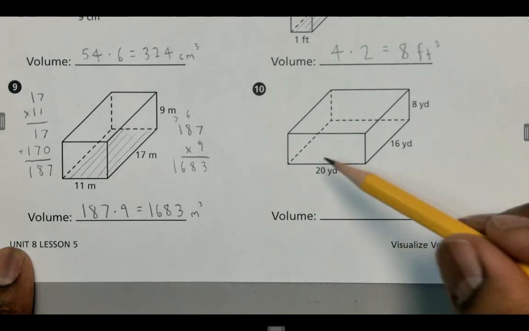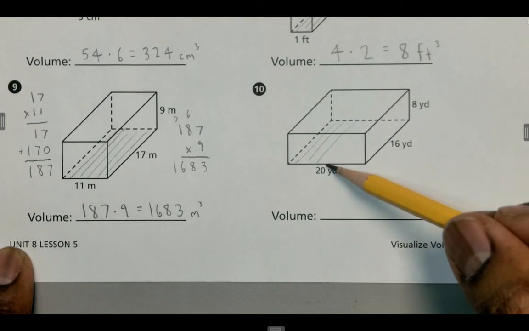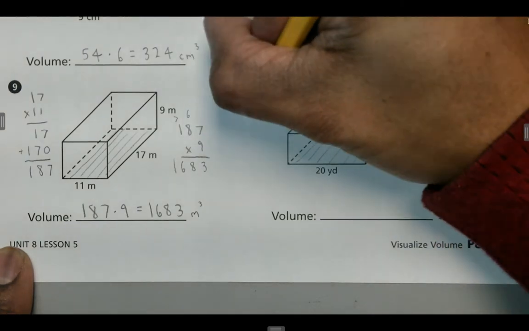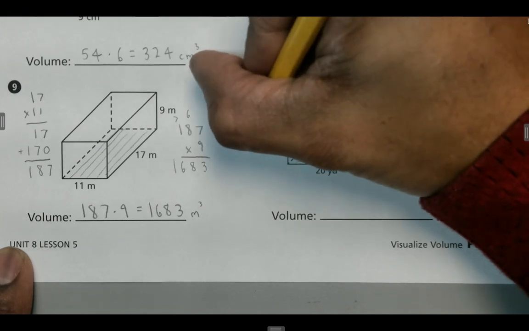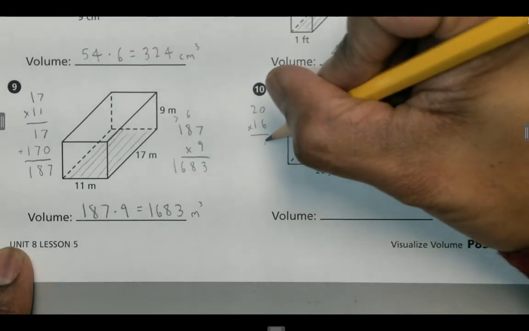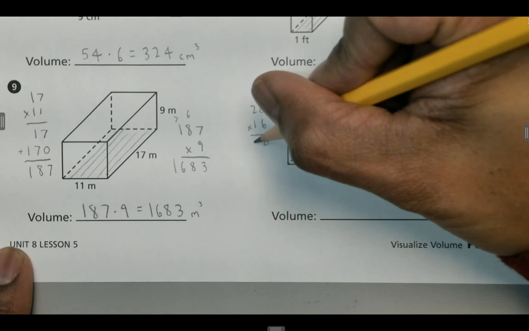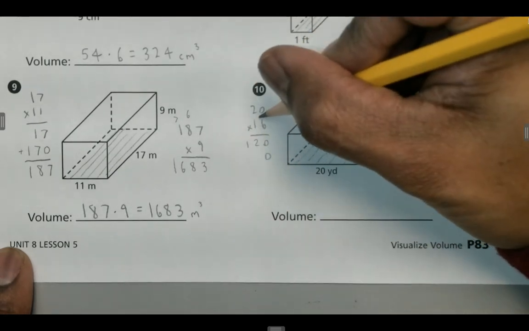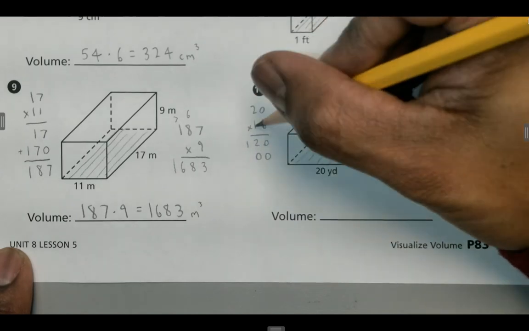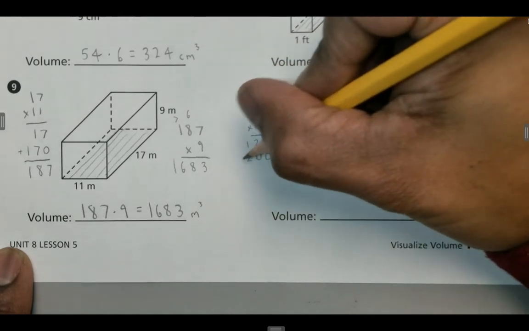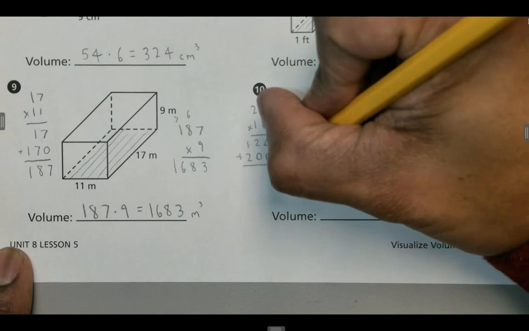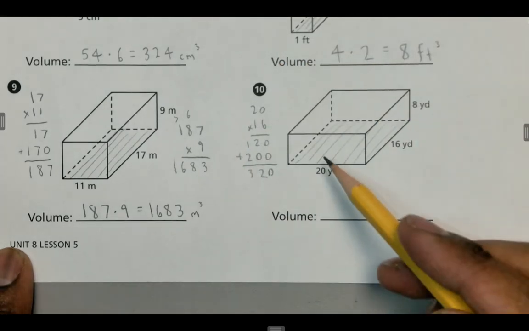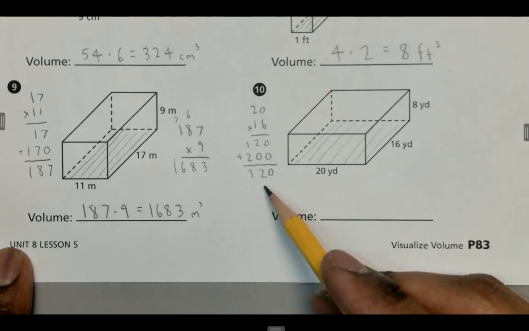Last problem, the area of the base face here, it's 20 by 16. Let's calculate that. 6 times 0 is 0. 6 times 2 is 12. Add the 0 placeholder. 1 times 0 is 0. 1 times 2 is 2. Now, the area of the base face is 320.